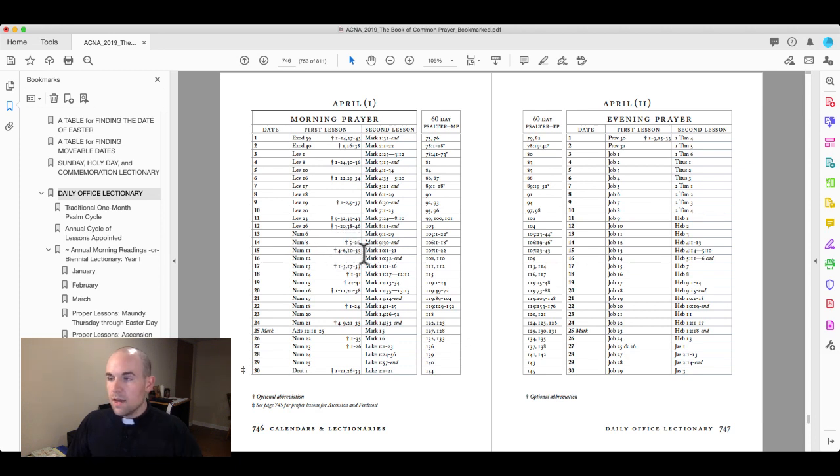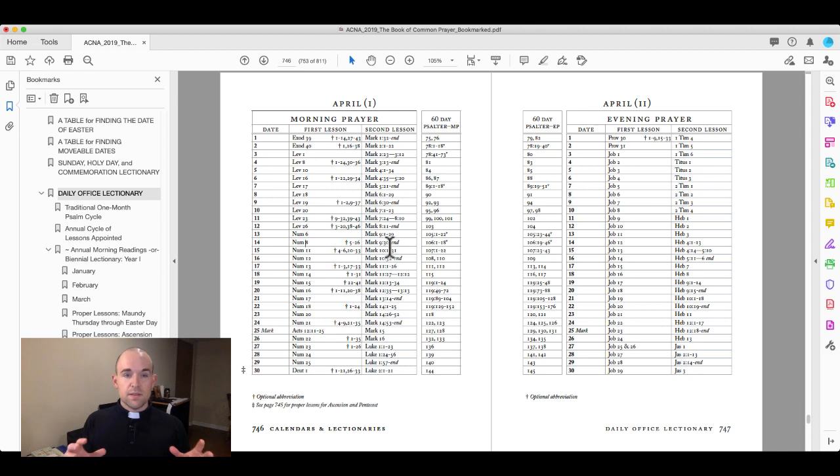And then for your second lesson, and lesson just means scripture passage reading, for the second lesson for morning prayer, you would read Mark 9, verses 30 through the end of the chapter. Okay, so your daily office lectionary tells you which scripture passages you read on any particular day and even any particular prayer service that you're doing.